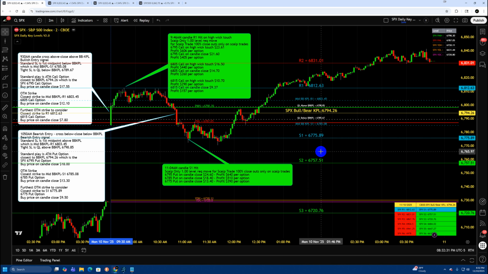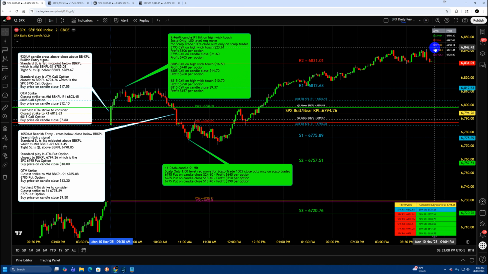It works the same in reverse on bearish trades. On a bearish trade from R2, your tight stop loss would be the QL above R2, and your standard stop loss in that bearish trade from R2 would be the first midpoint above R2, mid R2 R3. The same thing works on bearish trades off of other levels as well: your tight stop loss is the QL above that level, and your standard stop loss is the first midpoint above that level for bearish trades.